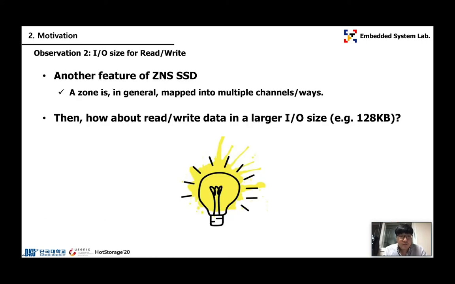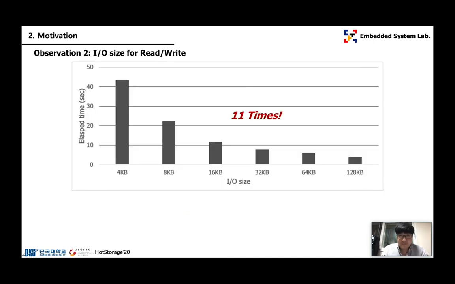Our second motivation is derived from the fact that SSD consists of multiple channels and ways. In addition, a zone in general is mapped into multiple channels or ways in ZNS SSD. Then our idea is, how about reading and writing data in a larger I/O size? It can reduce the I/O queuing overhead while obtaining parallelism in SSD.